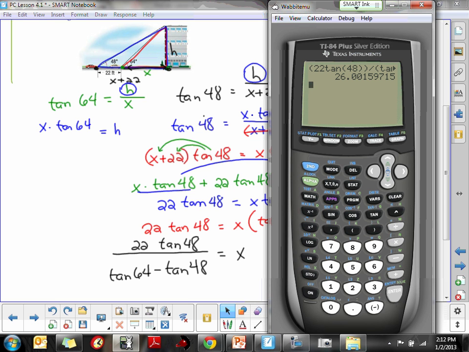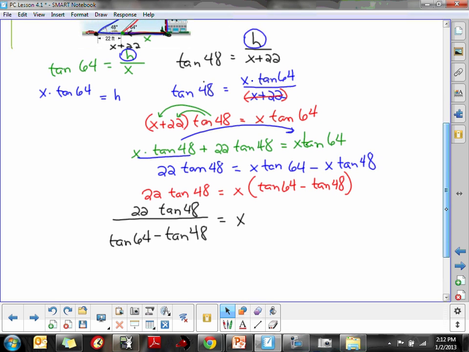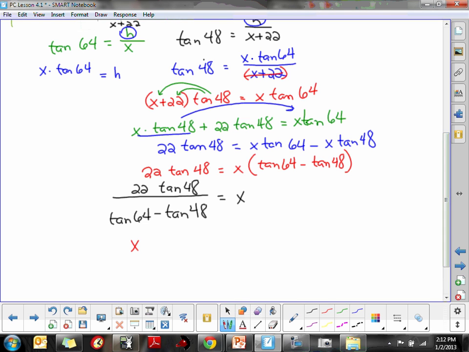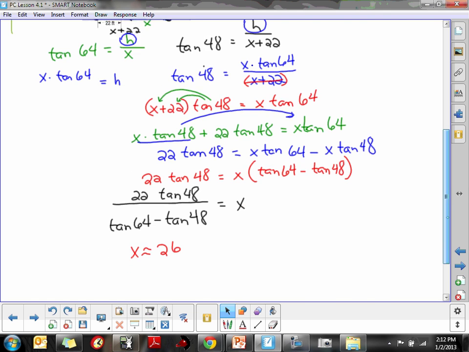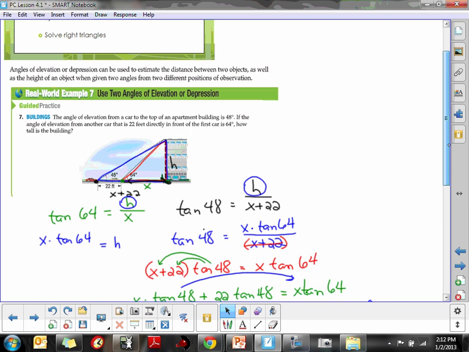26.0015. So the length of x, or the distance from the first car to the foot of that building, is approximately, and this is to the nearest foot, 26 feet. So now we know that this length for x is approximately 26 feet. So we can use this now in our triangle to help us find our height.